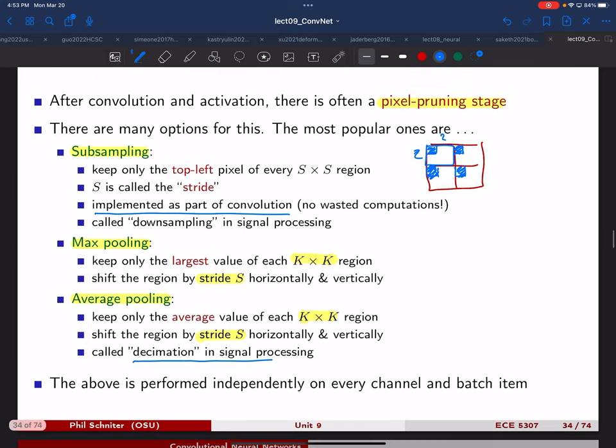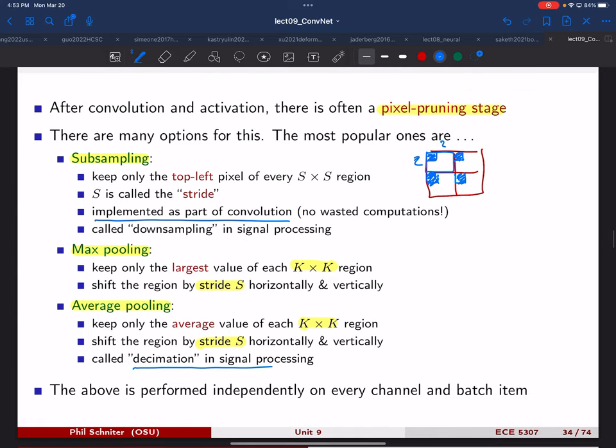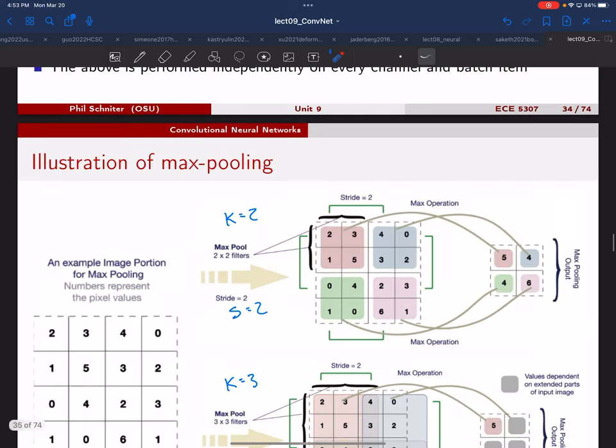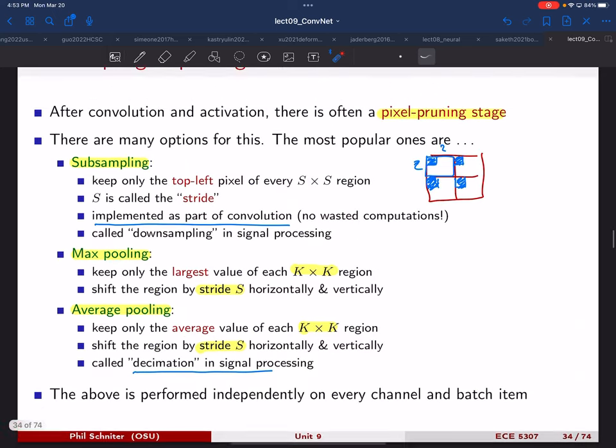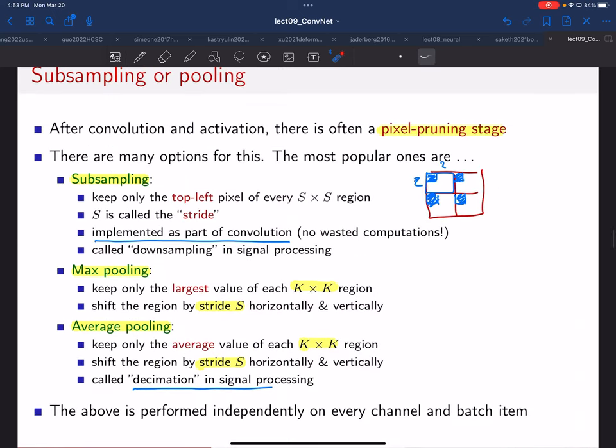Okay. Yeah, and when you do this on every channel, on every batch item, it's done independently on every channel, meaning that if in one channel this was the largest element, then in the next channel, maybe a different one is the largest element. So it just depends on the values in each channel. Okay, so that's subsampling. Any questions on that? Okay.